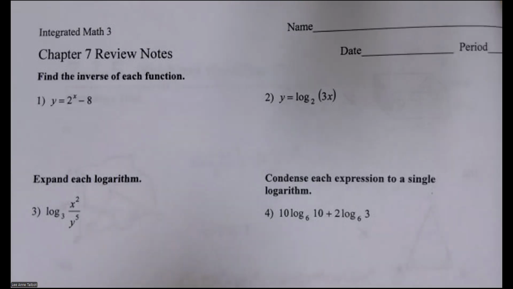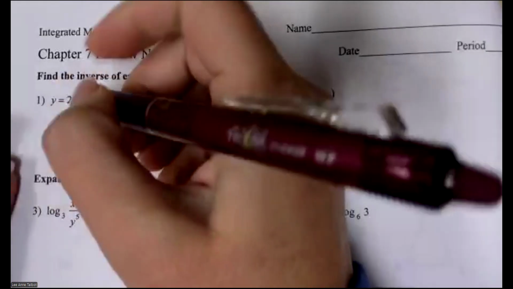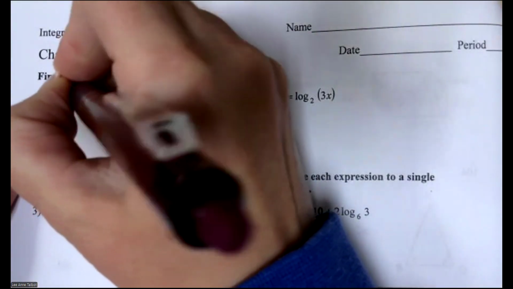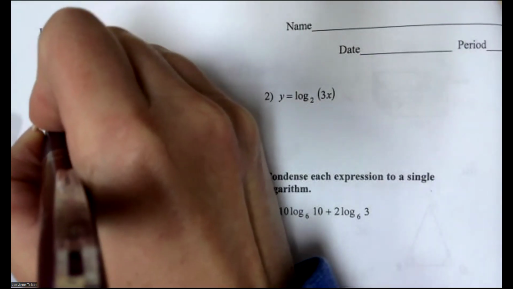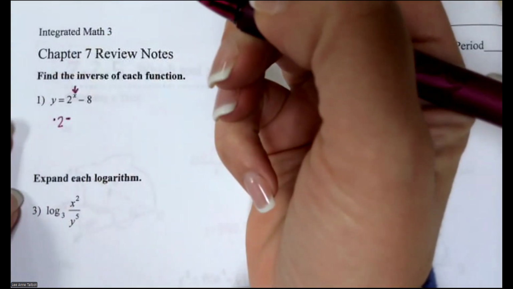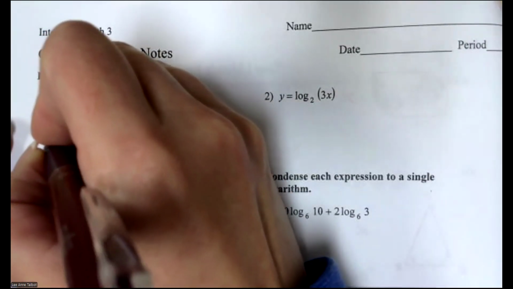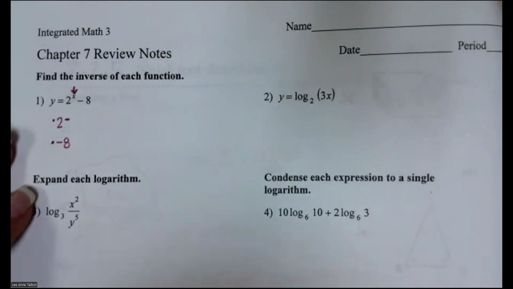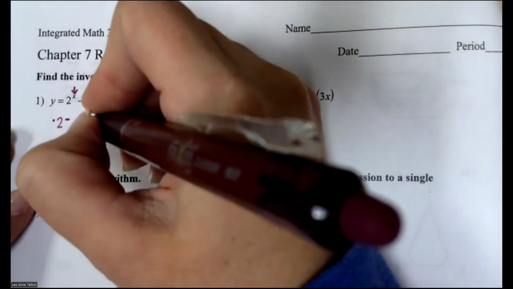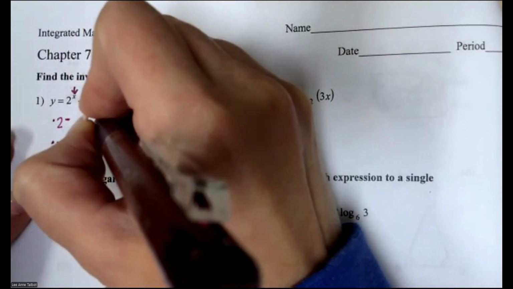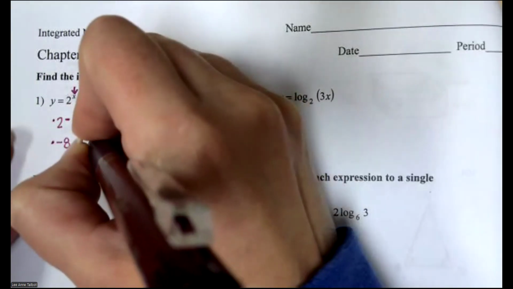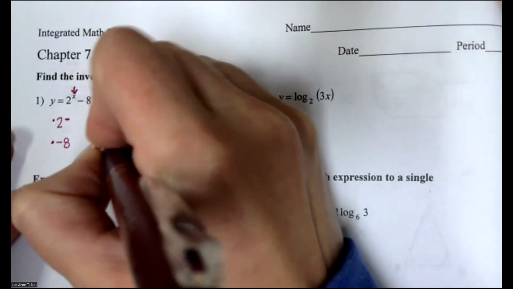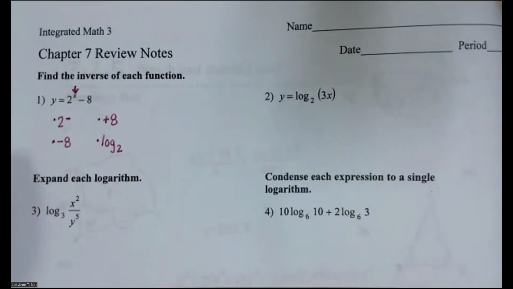Okay, so I plug something in for x right here. The first thing that I would do to it would be 2 to the power, and then I would subtract 8. For the inverse, the first thing I would do would be add 8 and then log base 2.